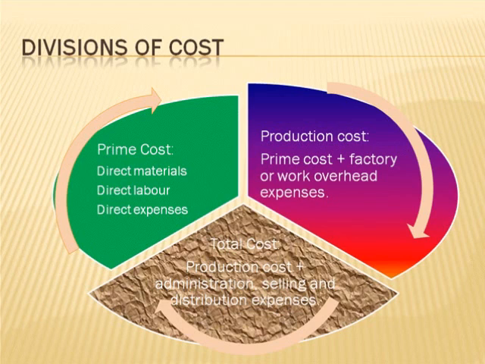Next is what we call total cost. Total cost is production cost plus administration, selling, and distribution expenses. So after you have calculated the production cost, to calculate the total cost you add administration, selling, and distribution expenses. When you add prime cost plus factory overhead, whatever you get is production cost. You will then add the production cost to administration, selling, and distribution expenses. These terms will be explained later in this video, friends.